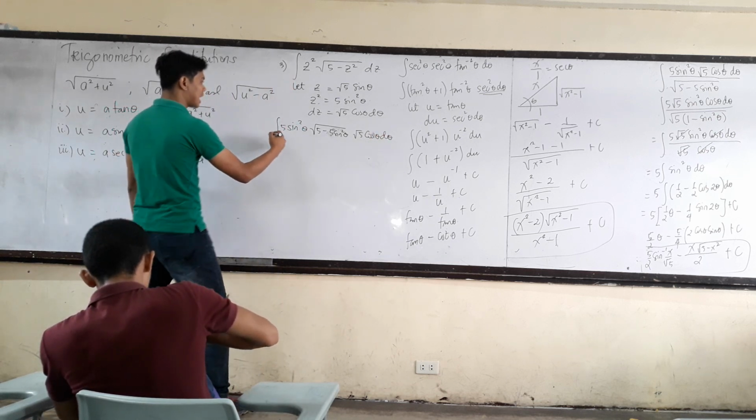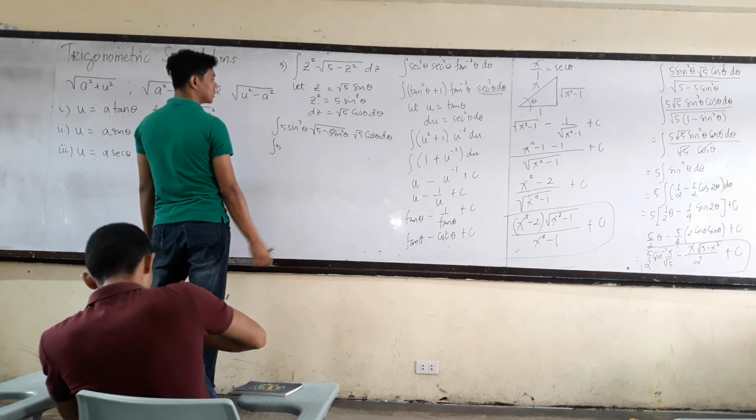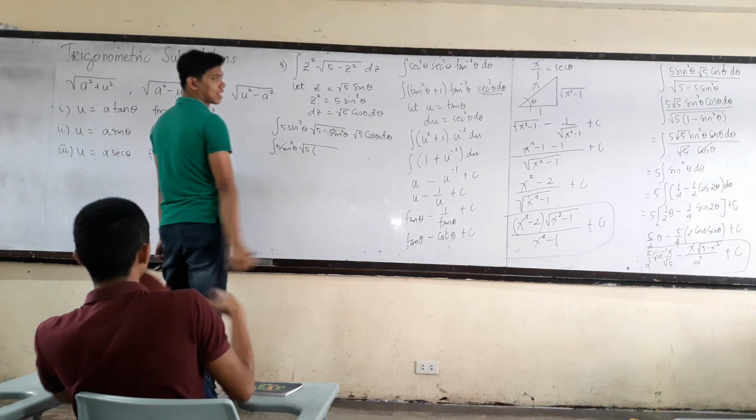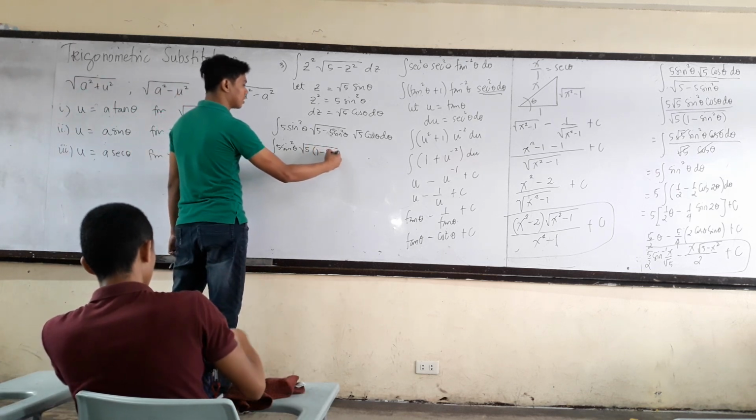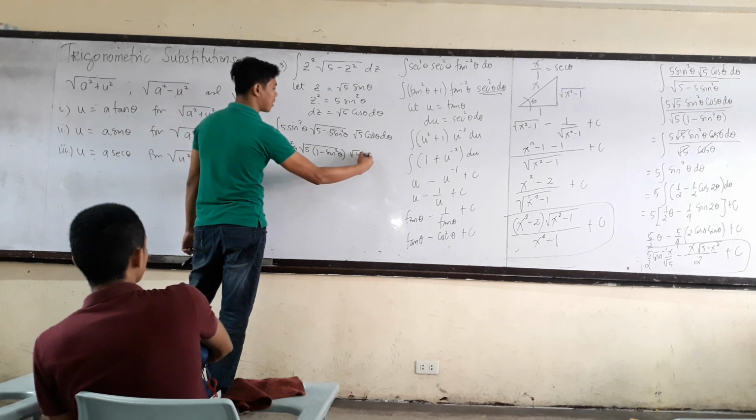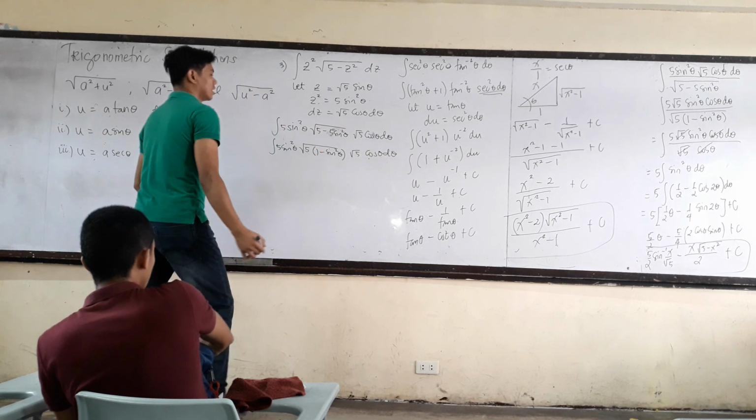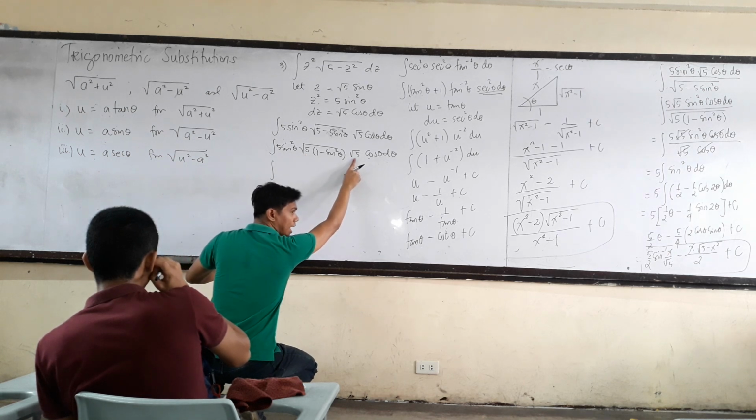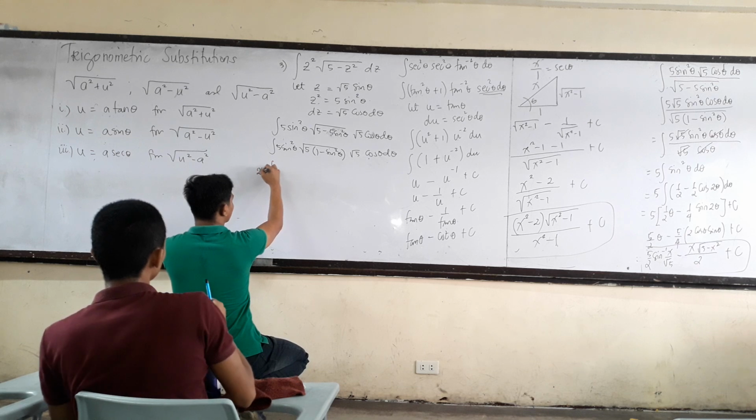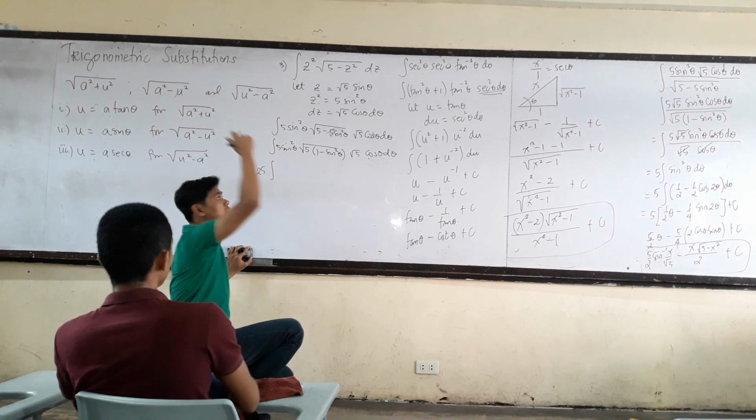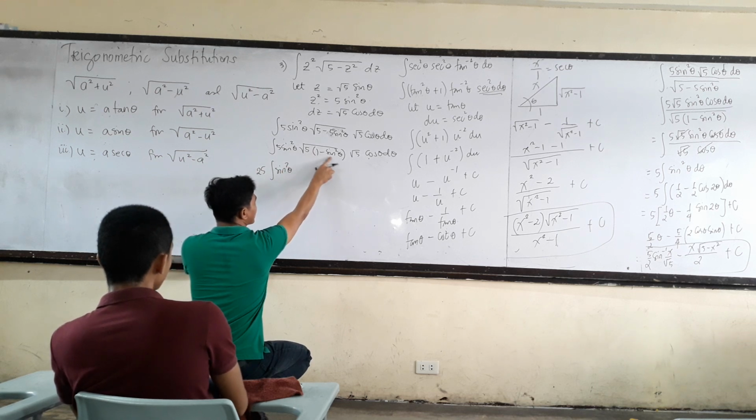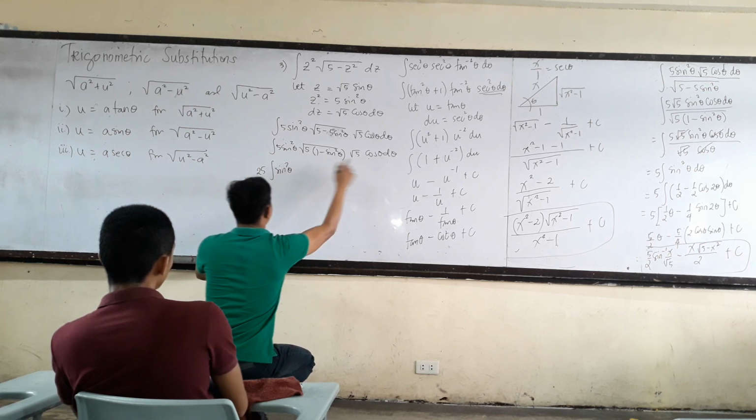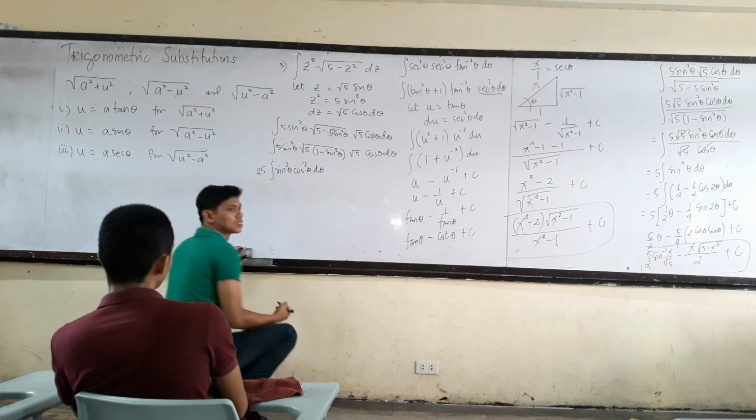Then simplifying, we have 5 sine squared theta times, you factor out 5 on the radical part, right? And 1 minus sine squared theta, square root of 5 cosine theta d theta. Then what comes next? Square root of 5 times square root of 5, 5 times 5, 25. Sine squared theta. What is 1 minus sine squared theta? Cosine squared. Square root of cosine squared is cosine, times cosine, cosine squared.